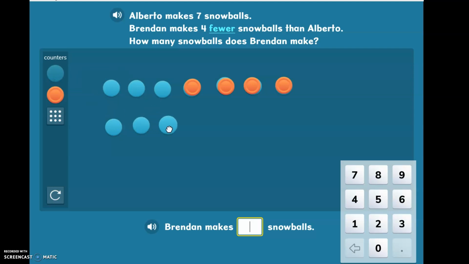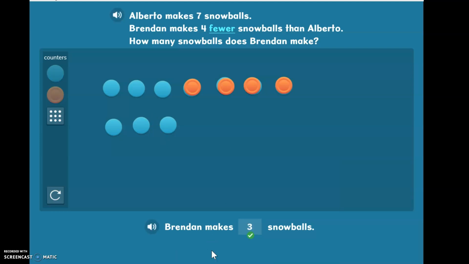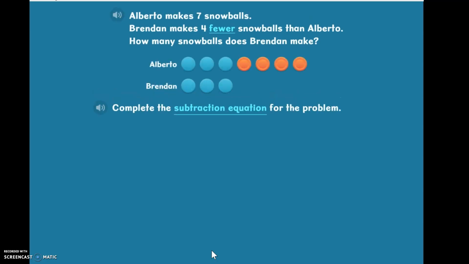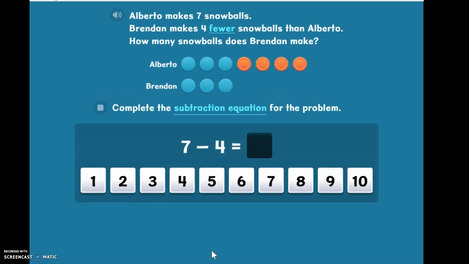So Brendan has 3 snowballs. Alberto still has 7. We're not taking those 4 snowballs away. We're just flipping the counters over to represent the 4 fewer snowballs that Brendan has. So Brendan has 3 snowballs. Now you'll see Mrs. Kerr's picture match. Either way you do it, it's fine. If you did it the way I was doing it at first, that's fine. If you do it this way, that's fine too.